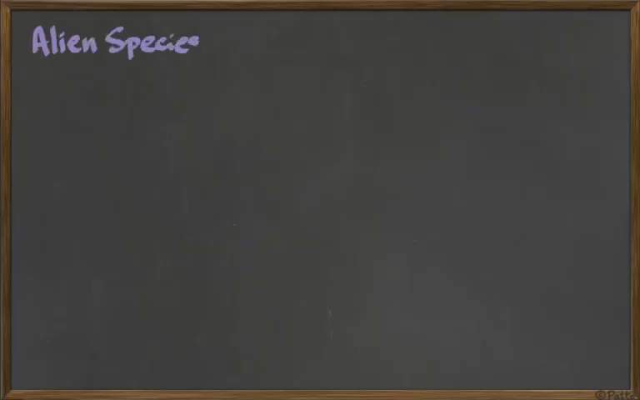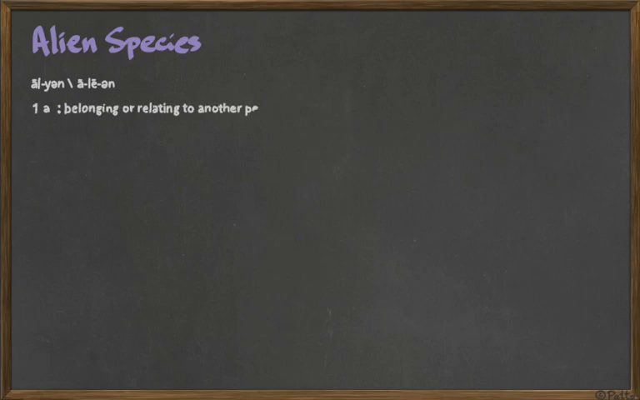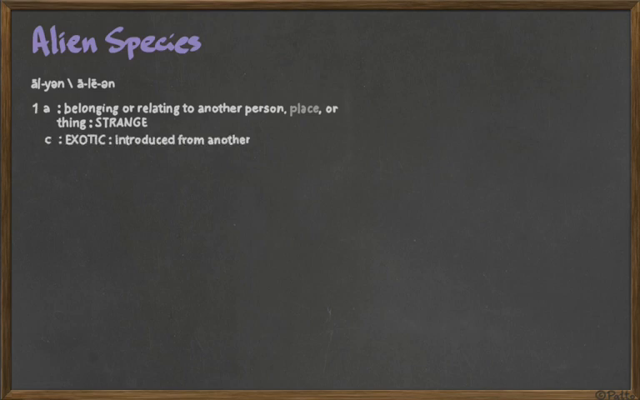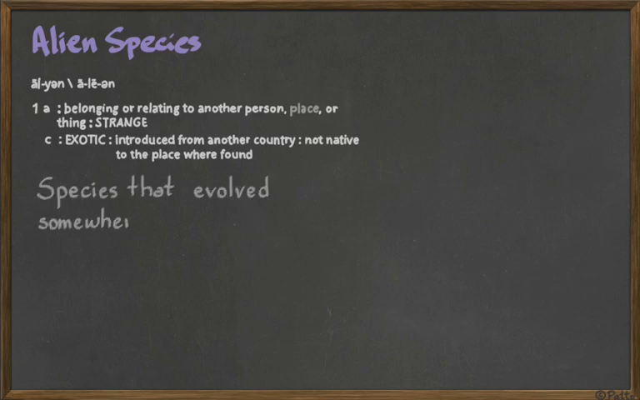Today we are going to be talking about alien species. What's an alien species? If you look at the dictionary definition, aliens are things that belong or are related to another person, to a place or thing. So in our example, we're going to be talking about things that belong to a different place. Another definition is exotic, so introduced from another country, so it's not native to the place where they are being found. Basically, species that have evolved somewhere else are going to be considered alien species.